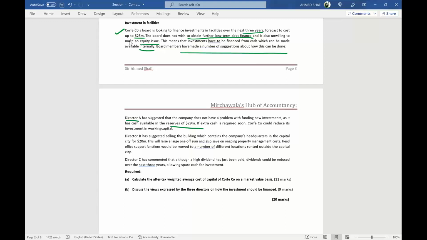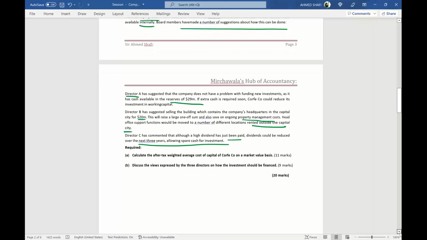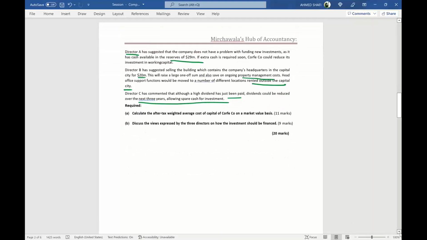Director B has suggested selling the building which contains headquarters for 20 million. This will raise a large one-off sum, will save ongoing property management costs. Head office support functions will be moved to a number of different locations rented outside the capital. Director C has commented that although a high dividend has just been paid, dividends could be reduced over the next 3 years, allowing spare cash for investment. Company needs 25 million, and 3 directors have given their suggestions.